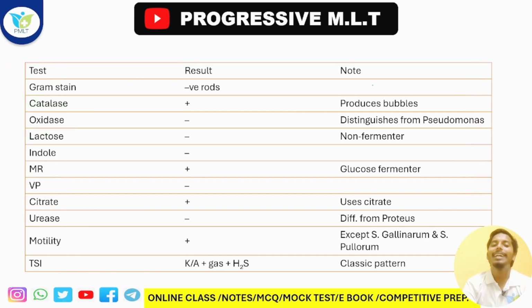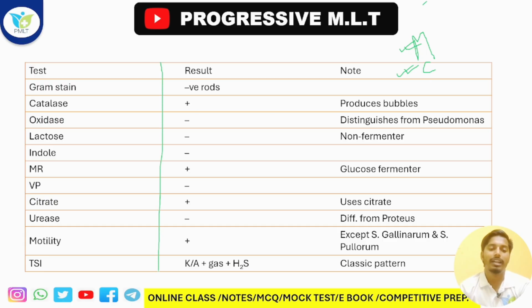After that, we are coming to the biochemical tests. Please keep in mind that we have already understood the morphology of Salmonella. After that, we have already understood the cultural characteristics. Now it's high time to discuss the biochemical tests. Biochemical tests means you need to understand which tests are positive and which tests are negative.